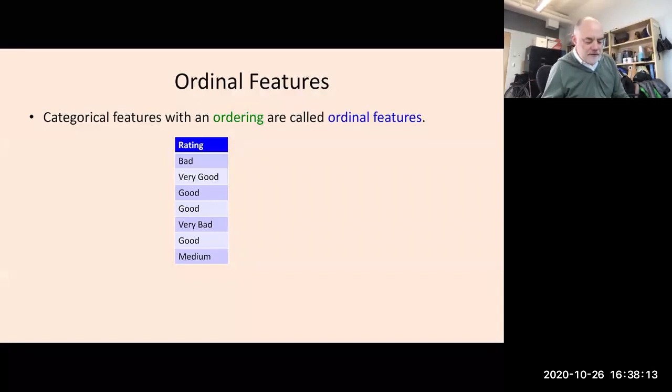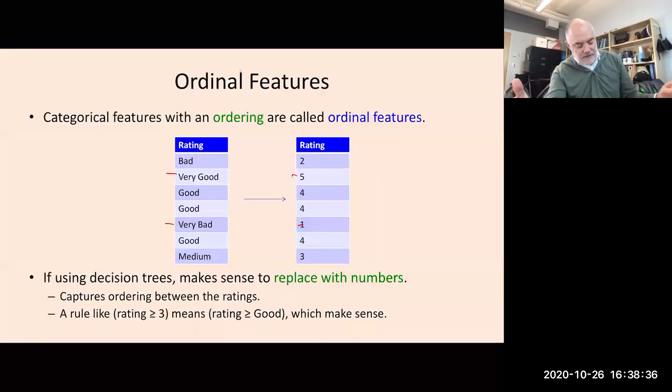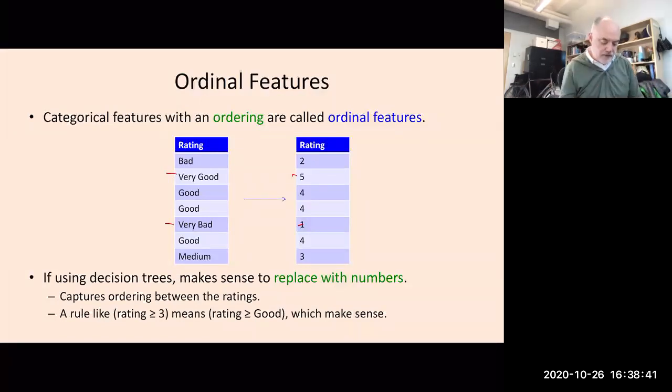So okay, we'll do a little bit of easy stuff more like. So let's say we have ordinal features. How are we going to use those? What's some feature engineering we could do with ordinal features? So we've got very bad to very good in some order. And the natural thing to do would just be to give them numerical values that range from 1 to, say, 5 on the same scale. It makes sense if you're using decision trees to do this kind of thing. It captures the ordering, which is the critical thing, right?